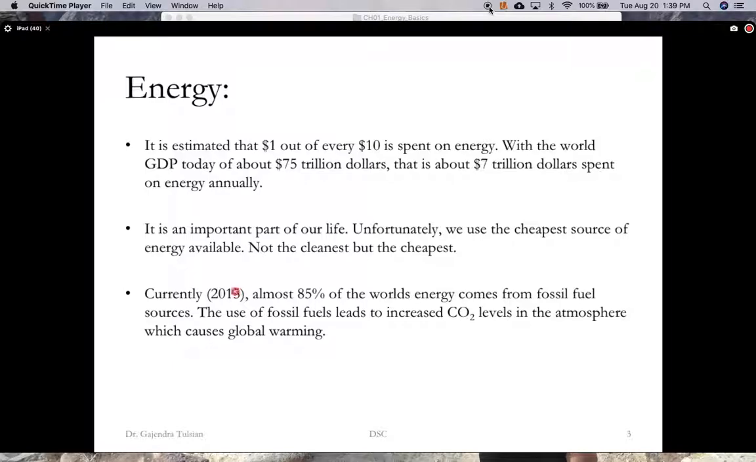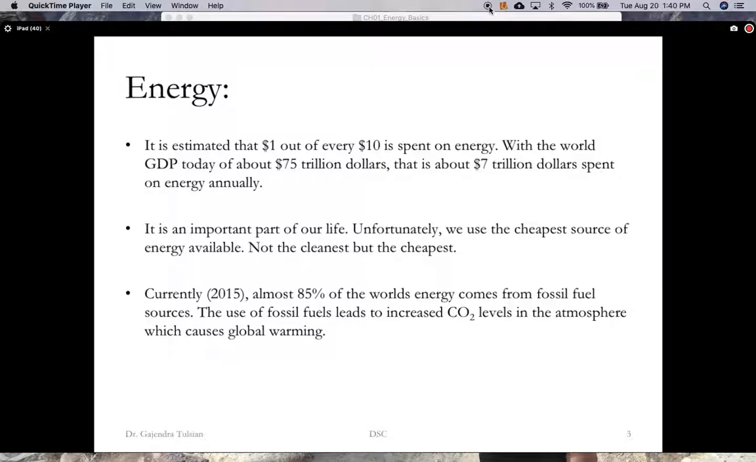Okay, so these are 2015 numbers. Almost 85% of world's energy come from fossil fuel sources like coal, oil, and natural gas. That number today is about 80%. But anyway, a majority of our energy comes from fossil fuel sources. Now here's the punchline for this course. When we burn fossil fuels, we release carbon dioxide in the atmosphere. And carbon dioxide causes global warming. And so that's the problem.